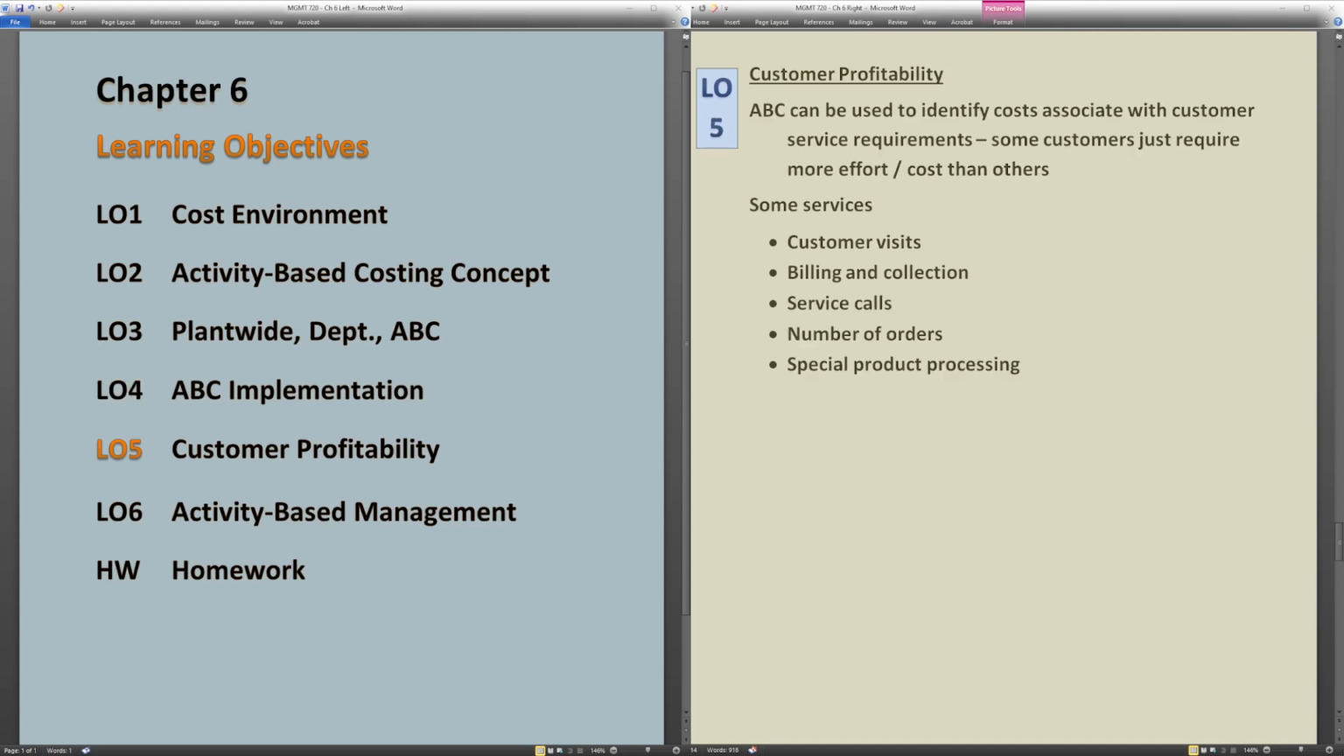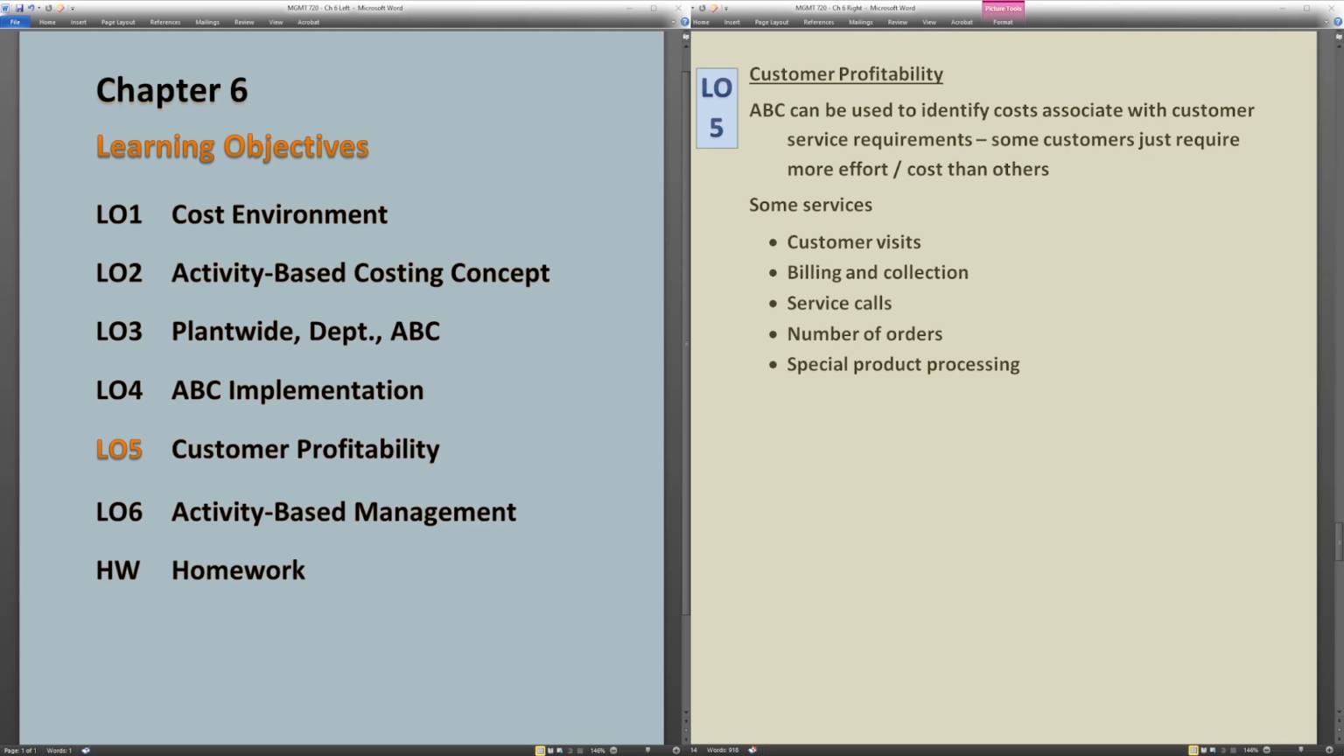We can also use activity-based costing as a way to determine customer profitability. So you may be selling a product or a service to a customer, but there's a whole bunch of other things that go along with servicing a customer that you may not realize are making some customers more profitable than others. And this is kind of an interesting tactic, and I've included one homework question that kind of shows this just to give us an idea.